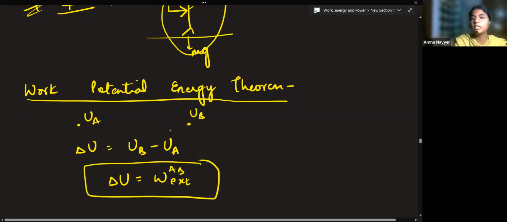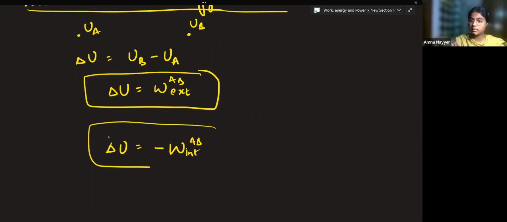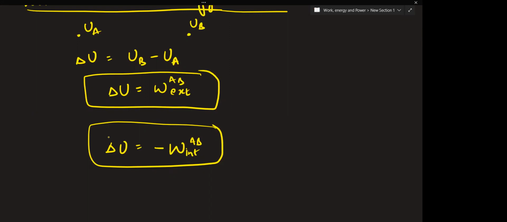Also, one more thing. If you want to find out the work done by internal force, then this is external, and put a negative sign. If you want to find out work done by internal force. Now internal and external forces, I hope that is clear. Clear to you or not? External and internal forces. Yes, class? Yes or no? Should I repeat? Yes, ma'am. Clear? Okay. So same thing.